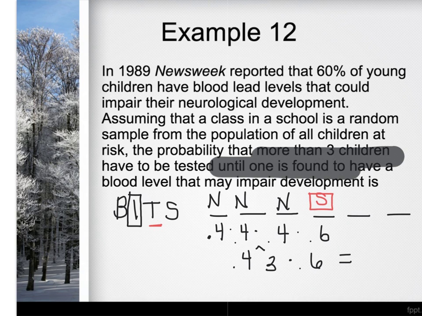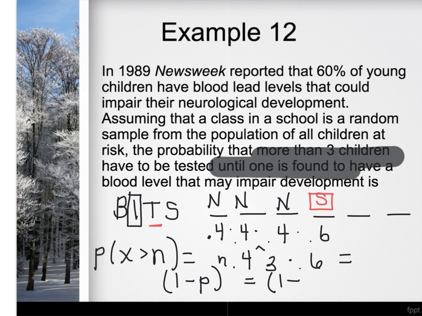Now, to get at the question that's actually asked, what's the probability that more than 3 have to be tested until one is found to have a blood level that may impair development? We want to remember that there's a shortcut. The probability that x is greater than n in a geometric setting, where n is the trial on which we get success, we take the probability of failure, 1 minus p, and raise it to the nth power. We want success after the 3rd trial. So we're going to take the probability of failure, 1 minus 0.6, and raise it to the 3rd power. And we'll have the probability that we reach a success after the third trial.